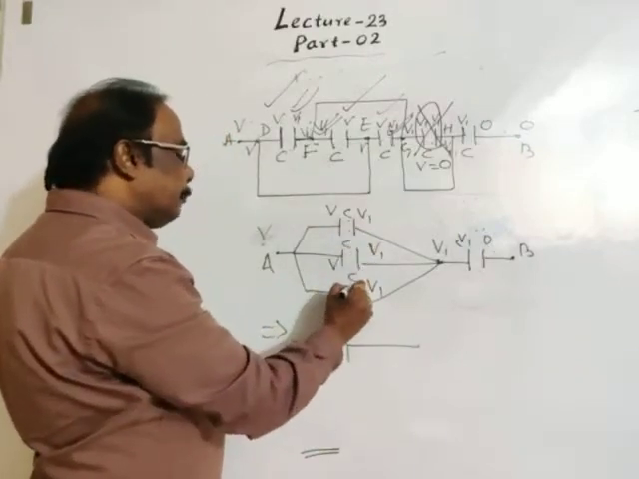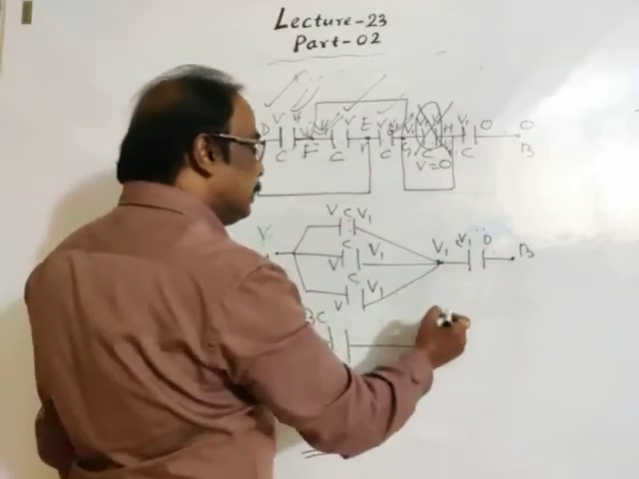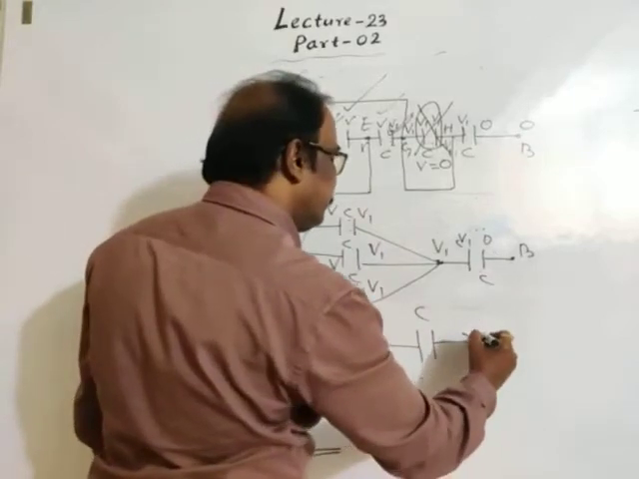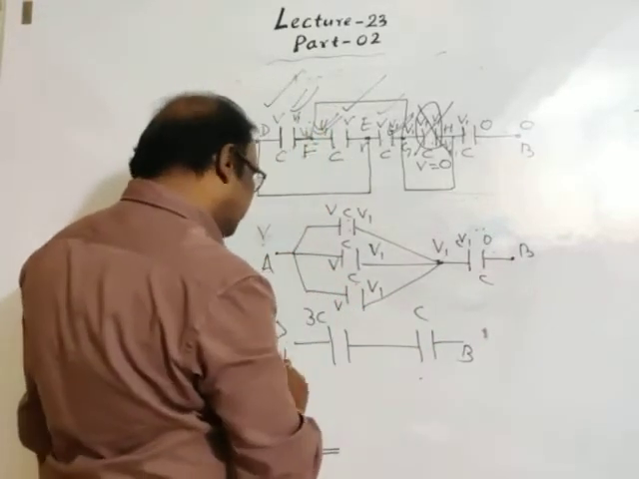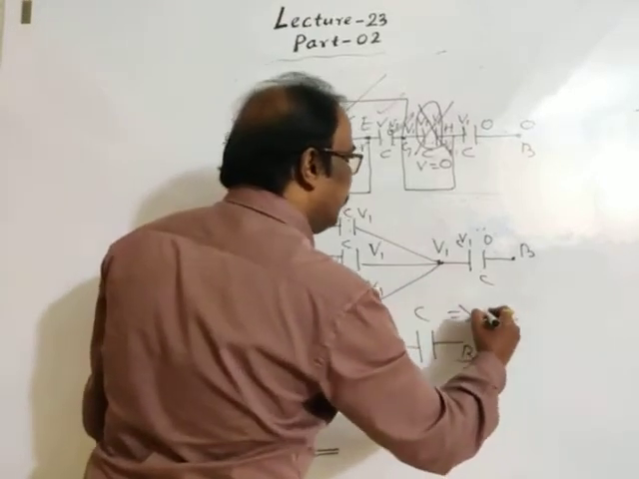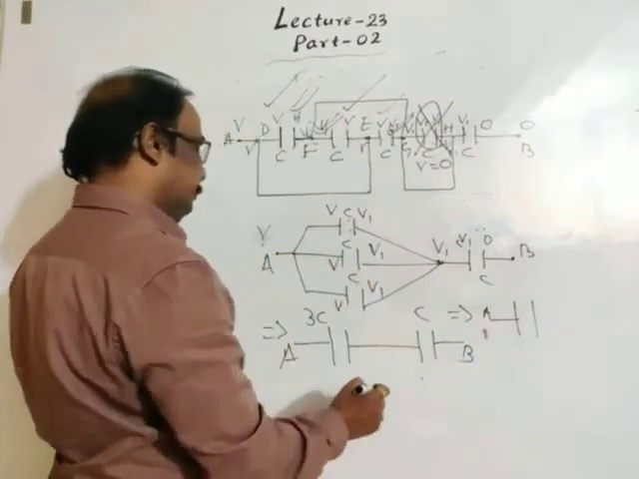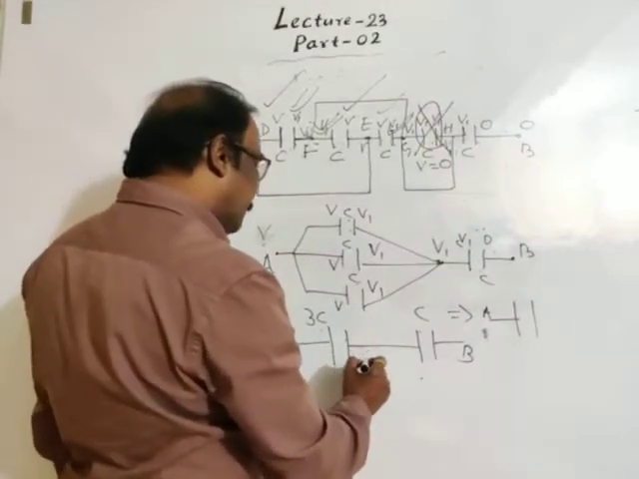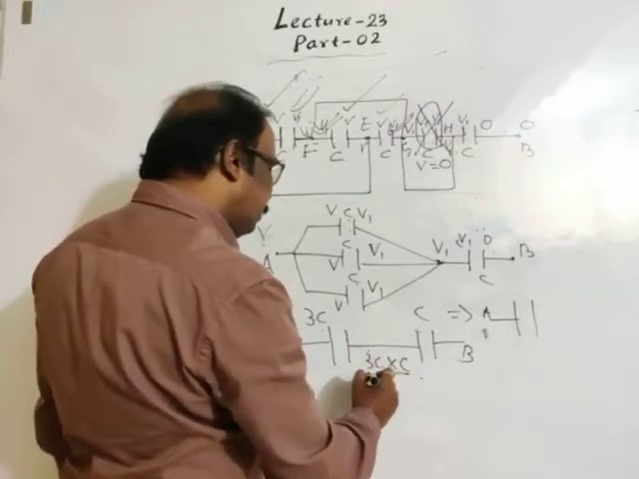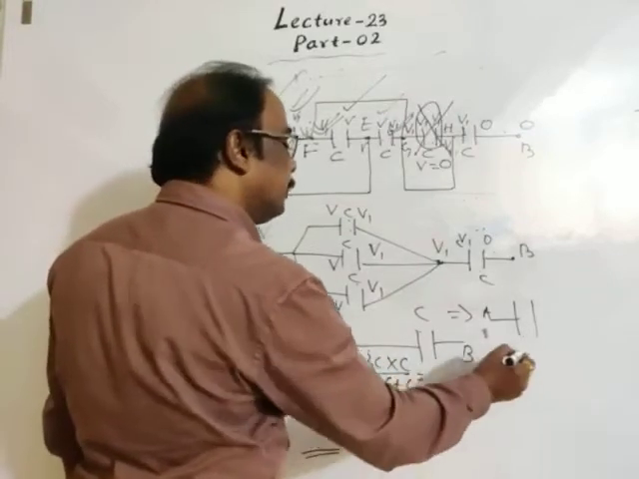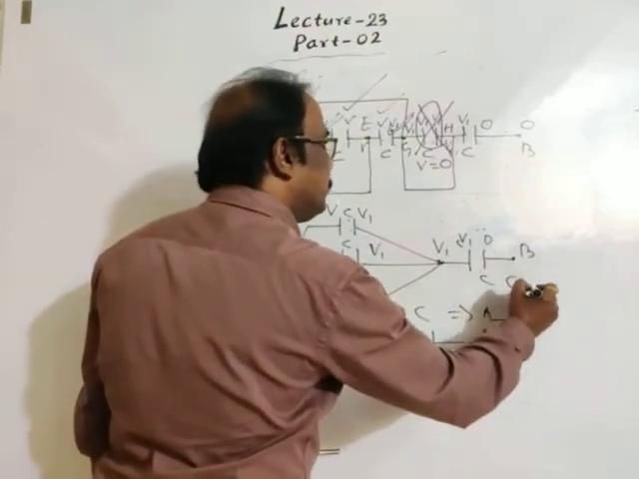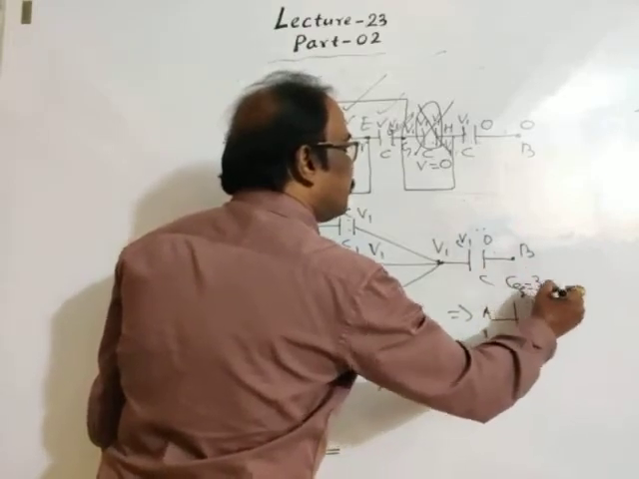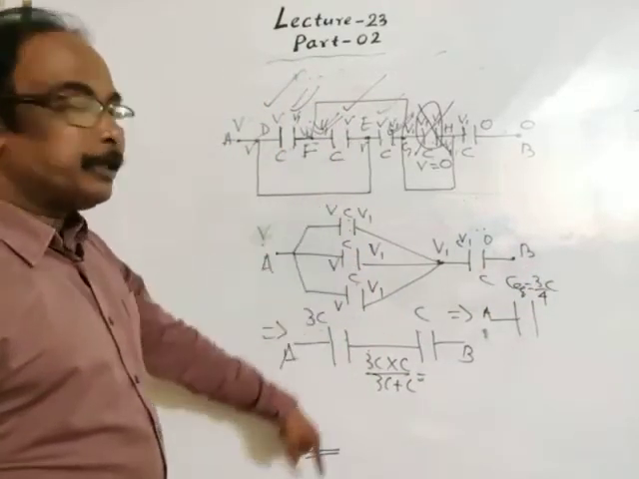C, C, C in parallel. Total capacitance is 3C, and this is of capacitance C. Then finally, this point is B, this point is A. So 3C and C in series. Then the total capacitance is 3C into C divided by 3C plus C. That equals the equivalent capacitance, which is 3 by 4 C. This is the answer.